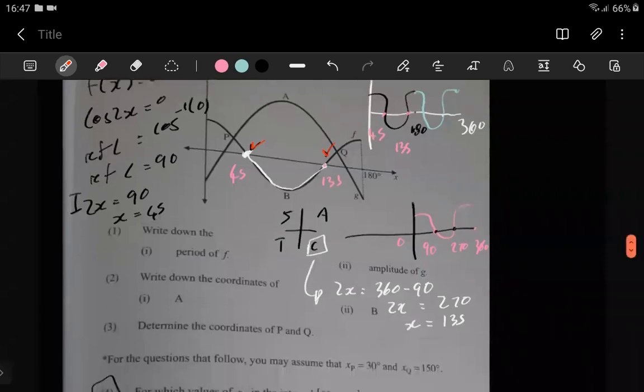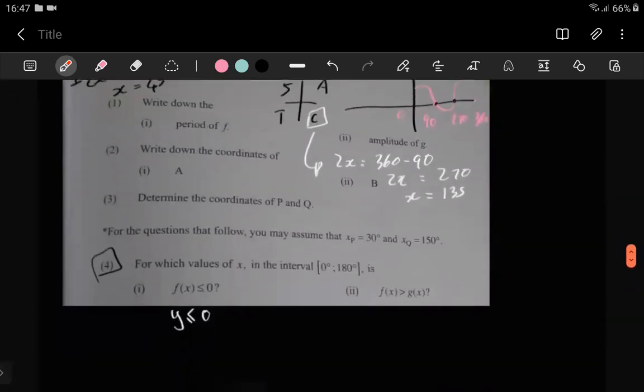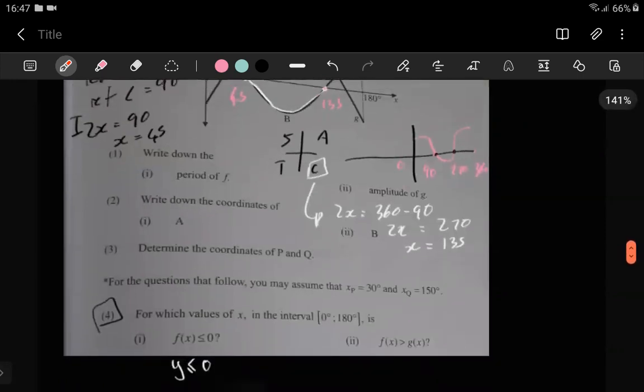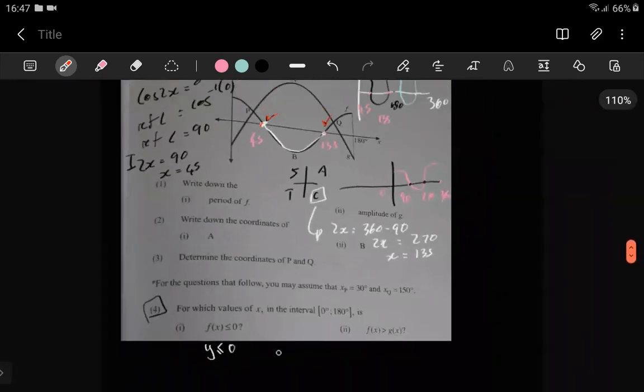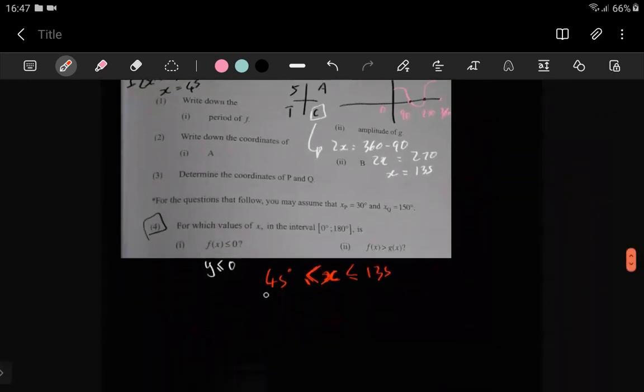Yeah. So now you know your x values. You can just say, okay, the graph is going to be below 0 where x is bigger or equal to 45 degrees, or where those same x values are smaller or equal to 135. So you can write it like this.